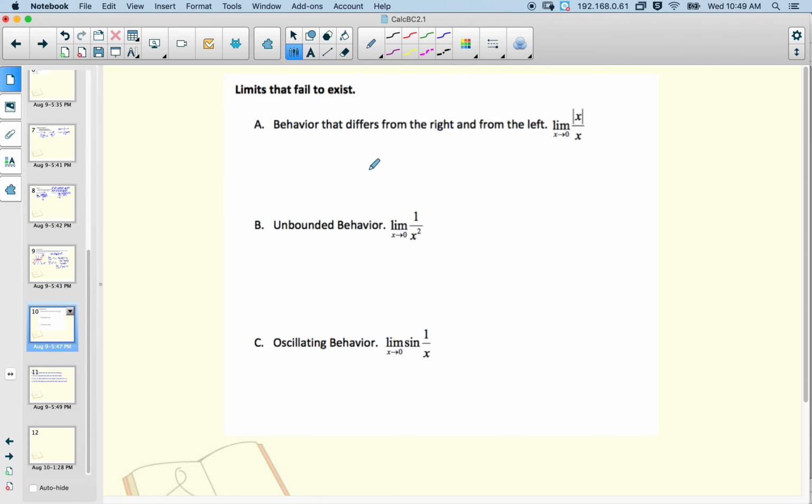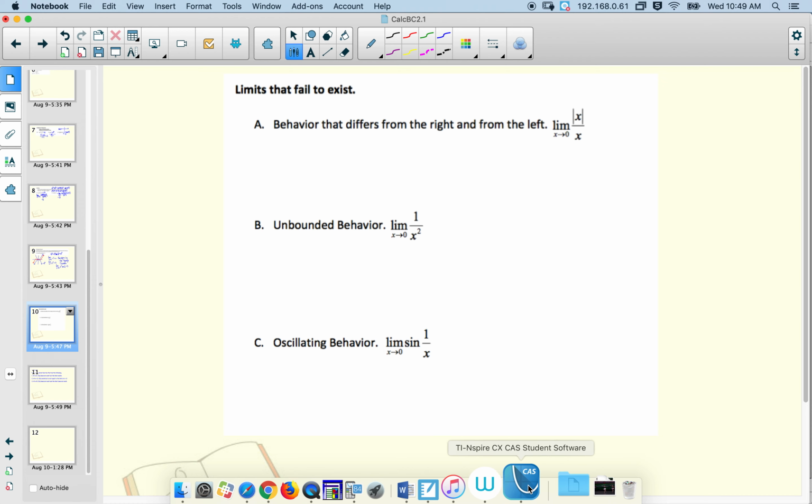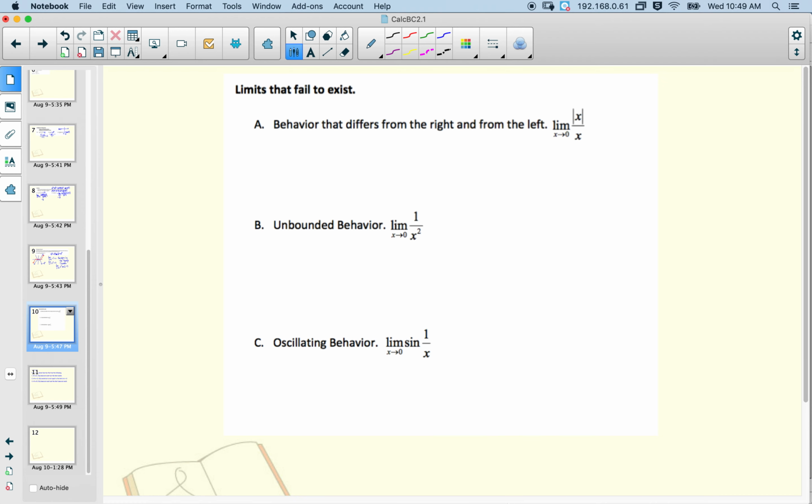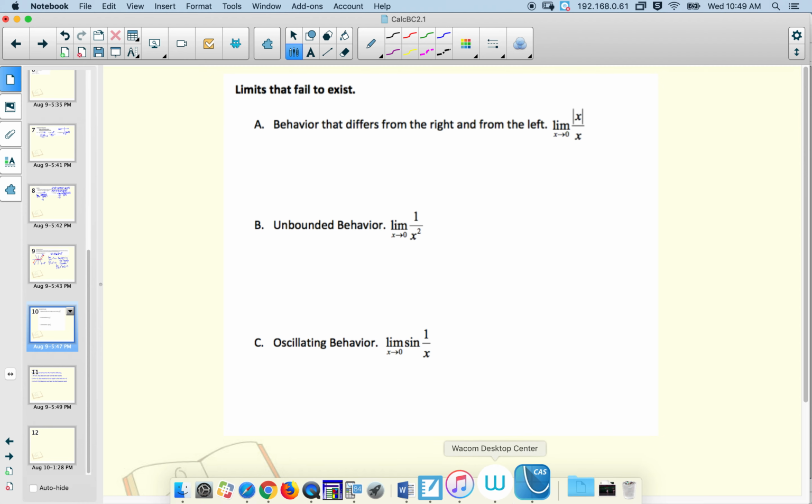Squeeze theorem. Okay, and then finally, this last part for today, limits that fail to exist. So we're going to use our calculator to help us. So we're going to take a look at this function, absolute value of x over x.